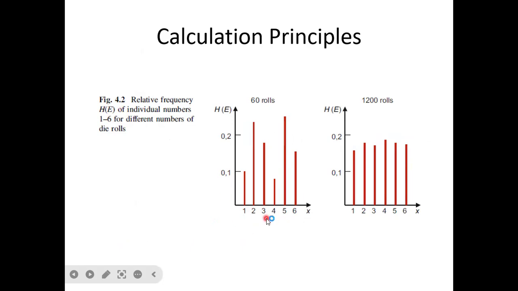On the x-axis, I am taking the dice numbers, and on the y-axis the number of times it may or may not occur. So here for 60 rolls, I am getting a graph like this. 1 may occur, 2 may occur this many times, 3, 4, 5, 6. But if you increase the number of rolls, then the graph should come closer together, because the values are getting nearby.